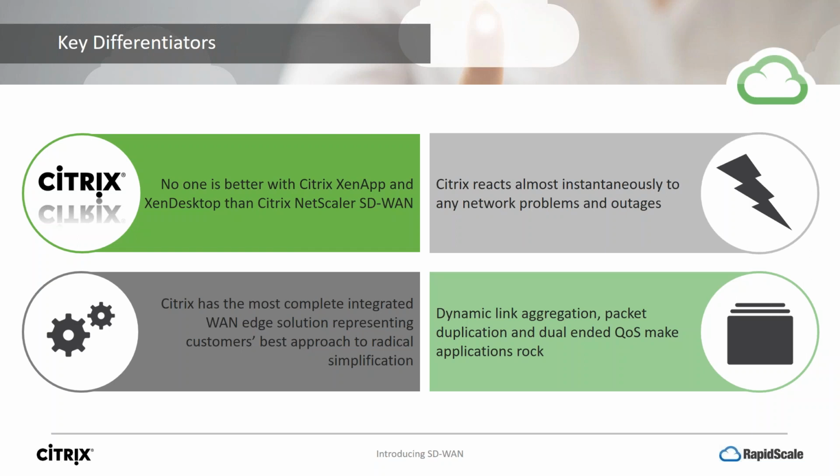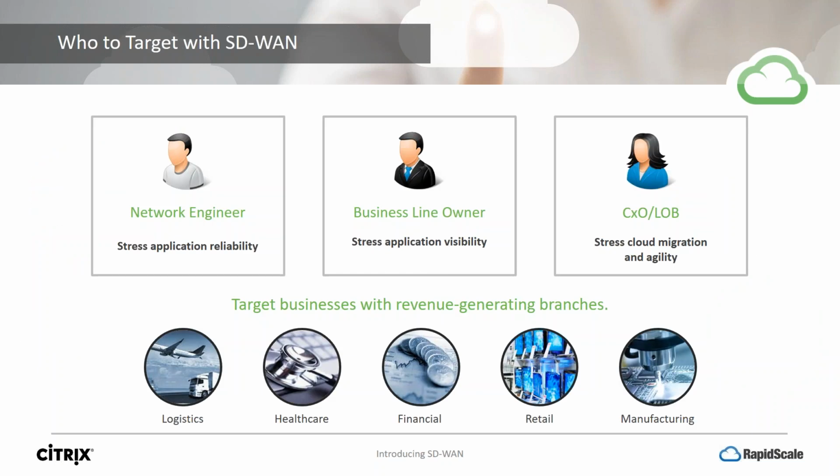So who do we target the SD-WAN solutions for? Obviously, we like to use these buying personas. These fancy little graphics here show your network engineer, who's really concerned about the reliability of the applications. You've got the business line owner, who wants to make sure that the applications are usable. And then, of course, your C-levels, who want to ensure that they can migrate to the cloud and be agile.